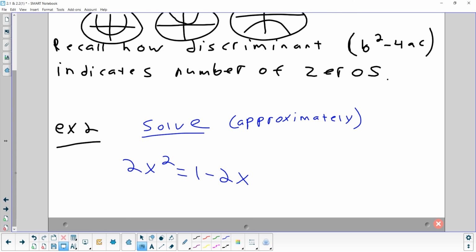Okay, so this says to solve, and it does say approximately, which means a decimal is fine, which means we could use the graphing calculator. If it said to solve as an exact answer, we would have to do what? How could you solve this and get the exact answer?